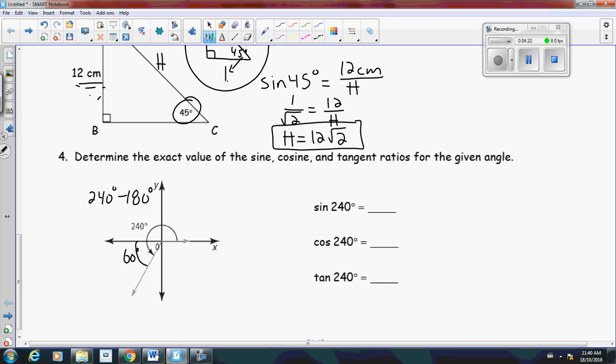We also need to know in which quadrant our trigonometric ratios are positive and negative. So there's numerous different ways of remembering this. But basically we know that in quadrant 1, all our ratios are positive. In quadrant 2, only sine ratio is positive. In quadrant 3, only the tangent ratio is positive. And in quadrant 4, only the cosine ratio is positive.